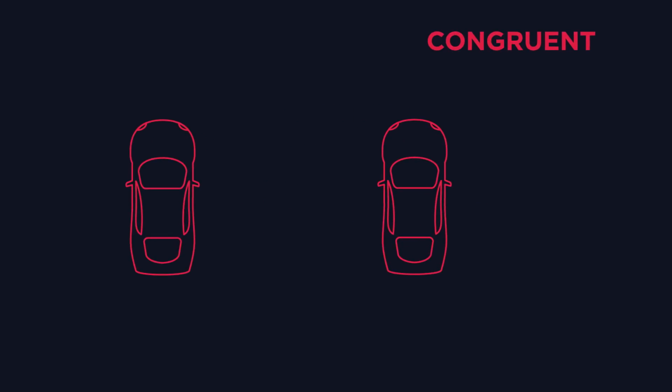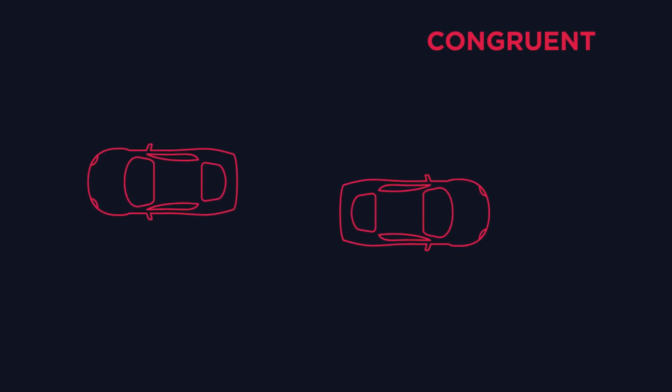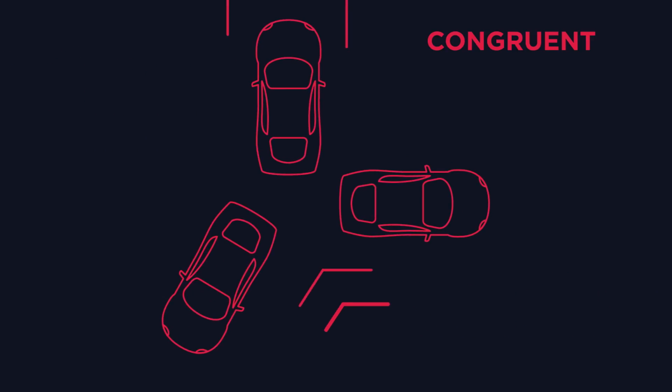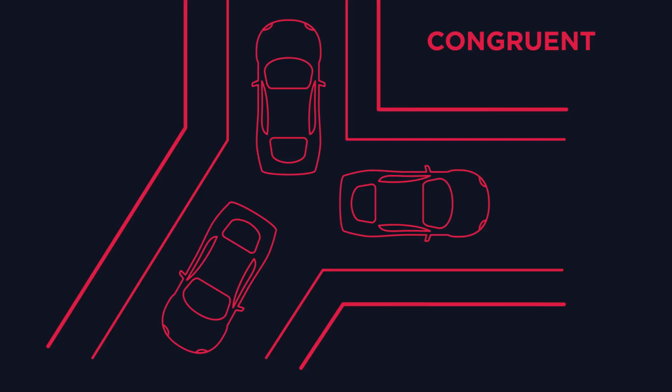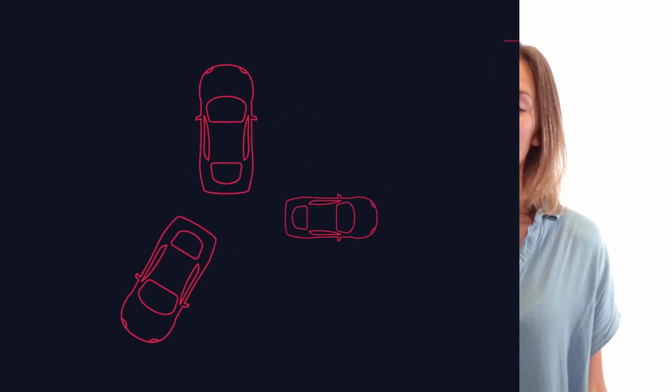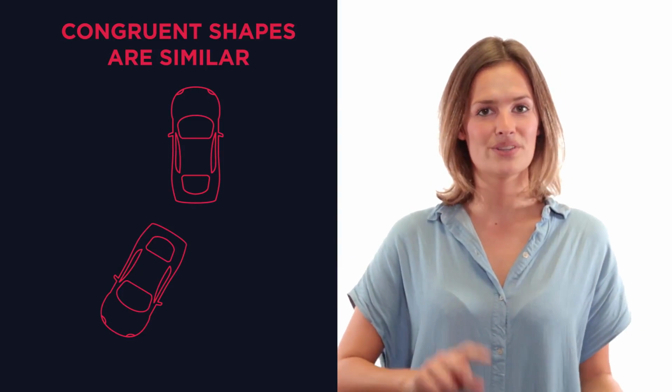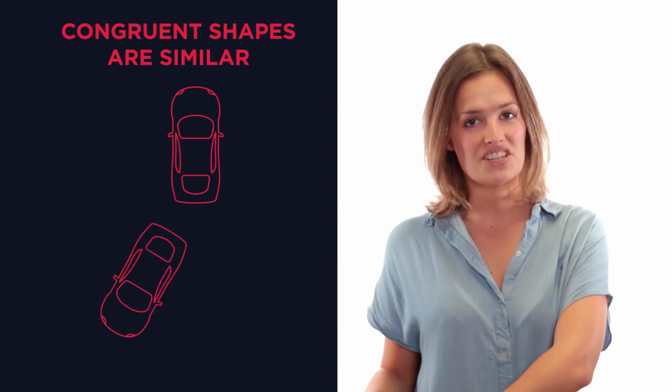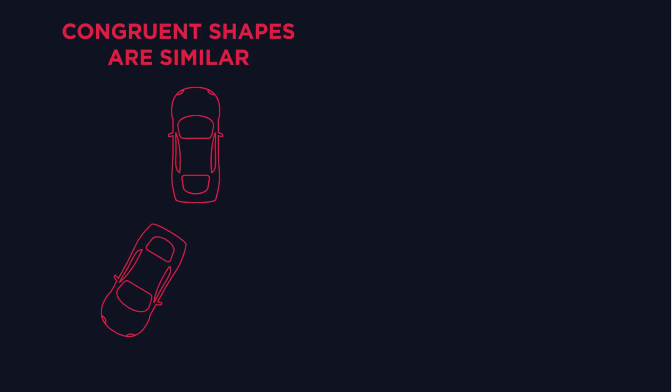Congruent shapes, however, must be the exact same size. They can only be rotated, reflected, or moved. Think congruent cars. These cars are all identical, but just at different points on a junction. So congruent shapes are also similar, but similar shapes aren't congruent.